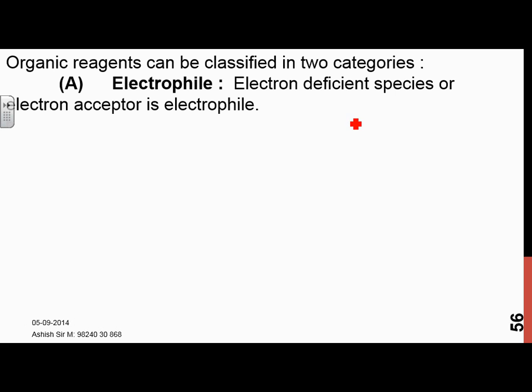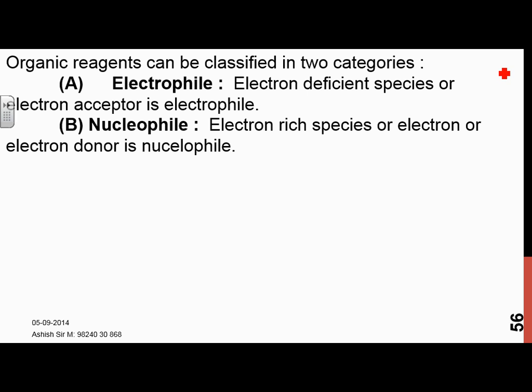We know about electrophiles and nucleophiles. I told you in the last lecture. Electrophiles are normally electron-deficient species. Who is an electrophile? One that has attraction towards electrons, which can happen when it has fewer electrons. They are also called electron acceptors or electrophiles. Nucleophiles are electron-rich species or electron-donating species. They are called nucleophiles. Is that understood?